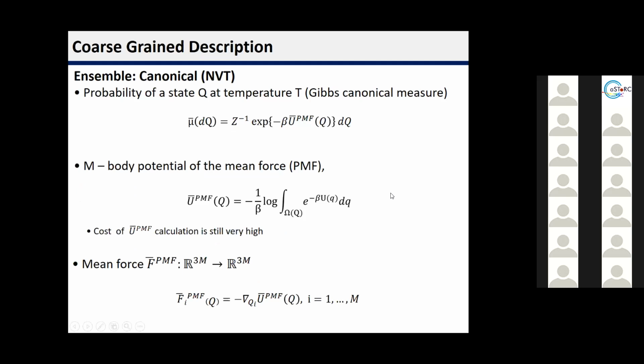Similarly, for the coarse-grained description, we can compute the probability of a state Q at temperature T with the Gibbs canonical measure. Furthermore, the many-body potential of the mean force can be calculated by this equation here. We have to note that the computational cost of calculating this quantity is still very high. Hence, we want to find an effective potential function that best approximates the PMF, which is easy to formulate and calculate.